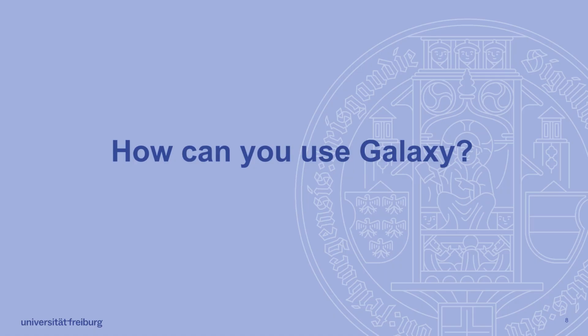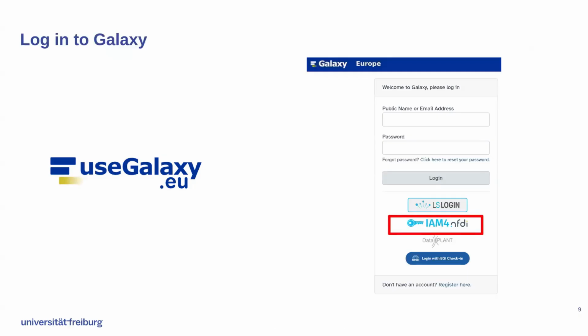How can you use Galaxy? All you have to do is go to usegalaxy.eu and log in. So once you click on the website, on the right-hand side appears the option to log in. And then you see the image where you can either register or already log in. And if you're part of an NFDI, you can also use the single sign-on from I am for NFDI if your research consortium supports that already. So then it's even quicker for you to get to Galaxy.